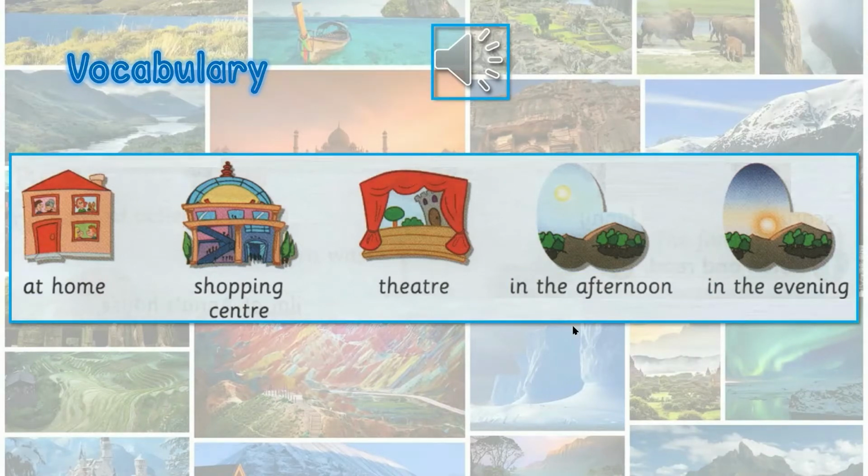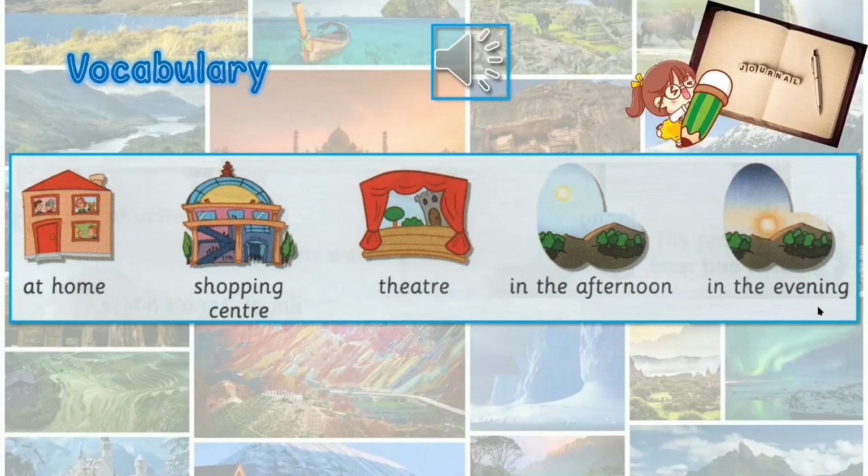All right, now repeat after me. At home. Shopping center. Theater. In the afternoon. In the evening. Do copy these phrases into your journal. You can draw pictures to show your understanding of the words as well.